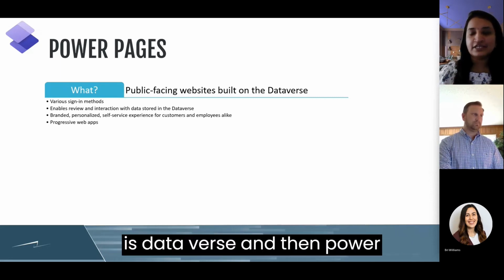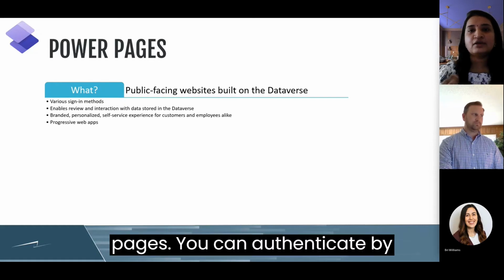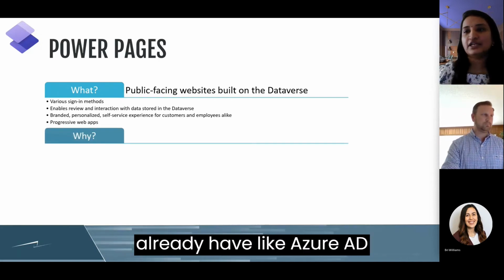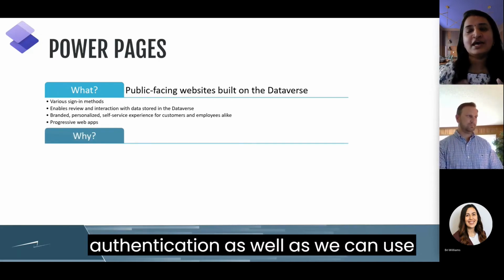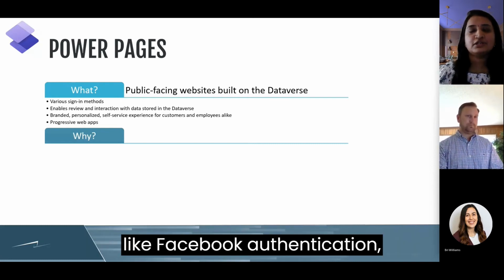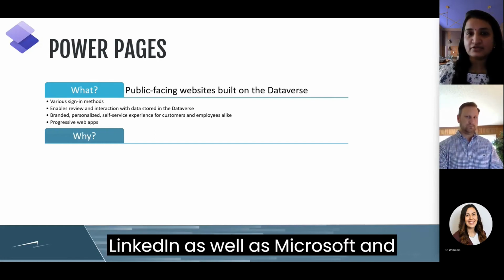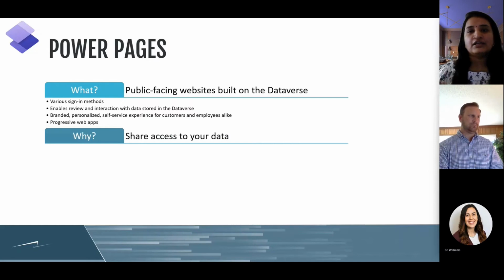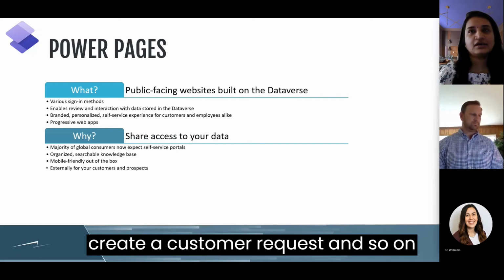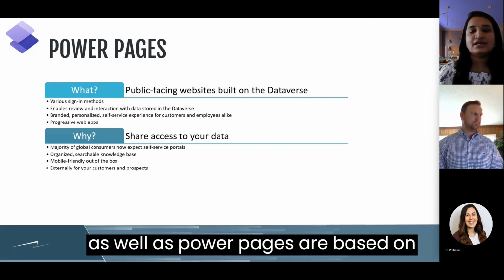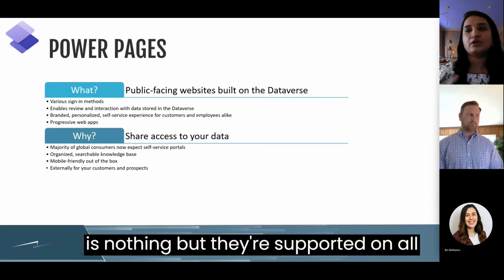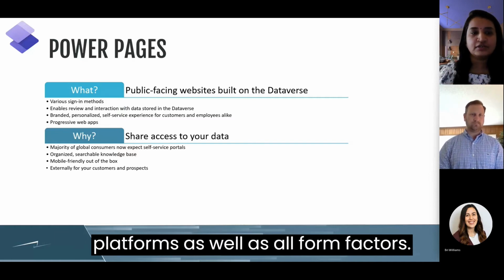The Power Pages backend is Dataverse, and in Power Pages you can authenticate with some of the identity providers that we already have, like Azure AD authentication, Azure AD B2C authentication, as well as social authentication, like Facebook, LinkedIn, Microsoft, and Google. Why? Currently, everyone wants self-service portals to surface knowledge articles or to create a customer request and so on. Power Pages are also based on progressive web app technology, which means they are supported on all platforms as well as all form factors.